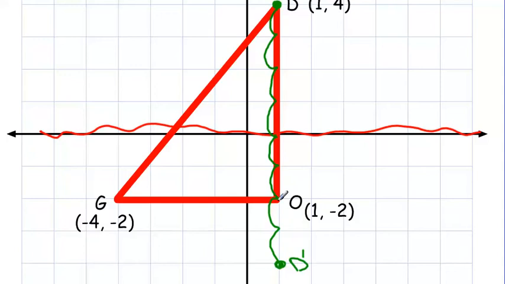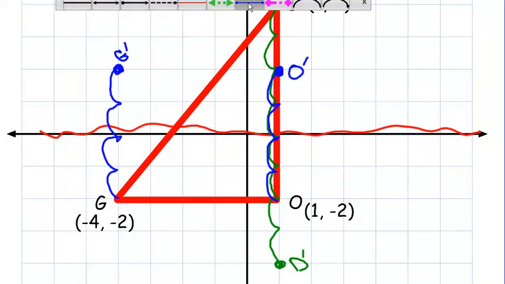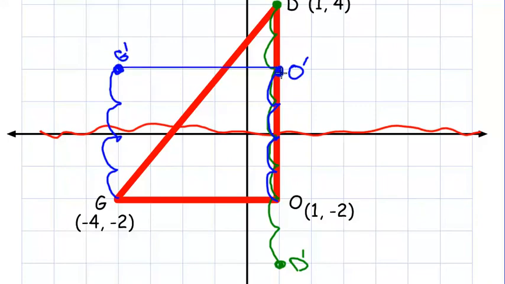O, I'm reflecting it. It's going to be on this side now. It's 1, 2 spaces away. So O prime, 1, 2 spaces away. O prime right there. And then G is 1, 2 spaces away. So G prime is 1, 2 spaces away right here. G prime. Then I'm going to connect all of my points, and the figure looks the exact same, just flipped or reflected.